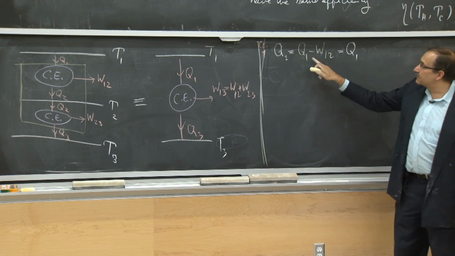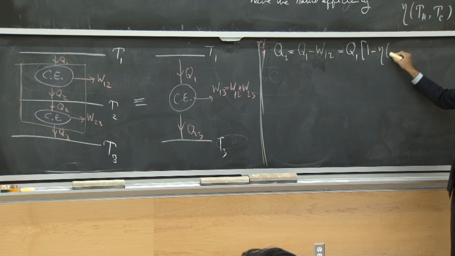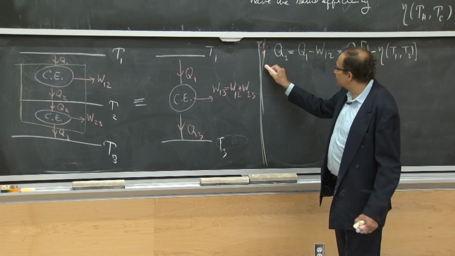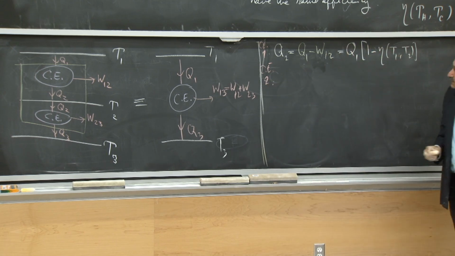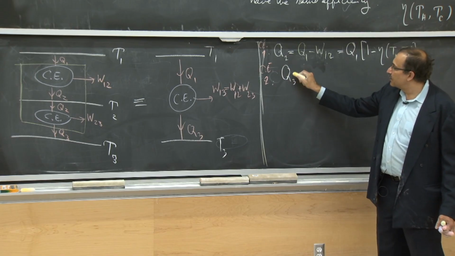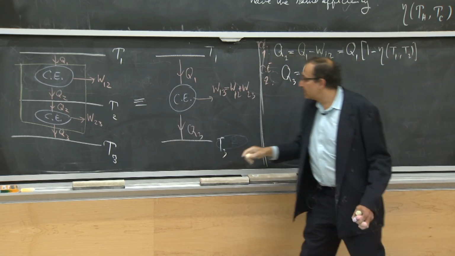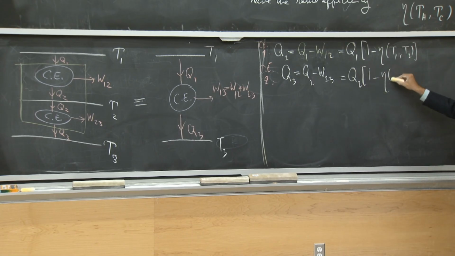W12 is the efficiency times Q. That was how it was defined. So it is 1 minus the efficiency operating between T1 and T2 times Q1. Okay. What do we know about Carnot engine number 2? Carnot engine number 2 says that I can look at Q3 as being the difference between Q2 minus the work that is done over here. The work is related to the heat through multiplying by the efficiency that is operating between T2 and T3.